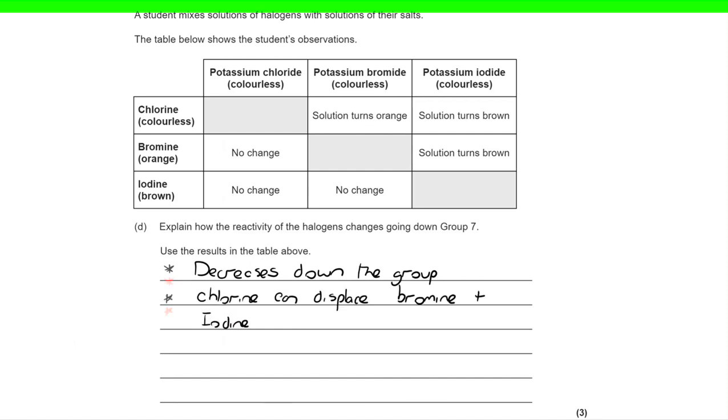So chlorine is able to displace bromine and iodine from its salts. Bromine can't displace chlorine, but can displace iodine. And you could take it a step further. Iodine is not able to displace either chlorine or bromine, but you've got enough there for your 3 marks.